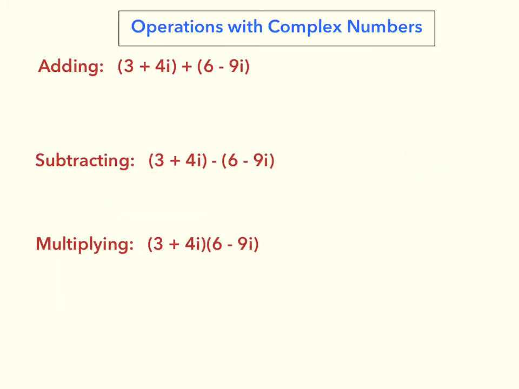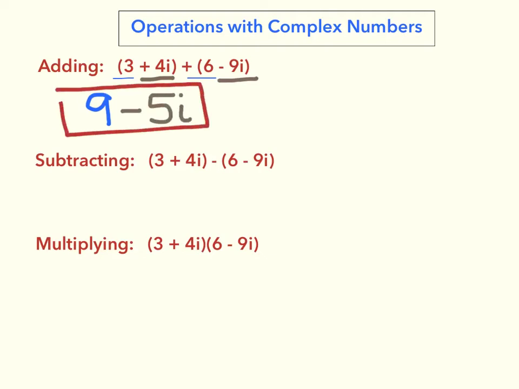Now when we have two complex numbers, remember this is the real part and this is the imaginary unit. When we want to add two complex numbers together, we just combine our like terms. 3 plus 6 is going to be 9. And then plus 4i minus 9i is -5i. So this is our answer. And we still have a real part and an imaginary part.